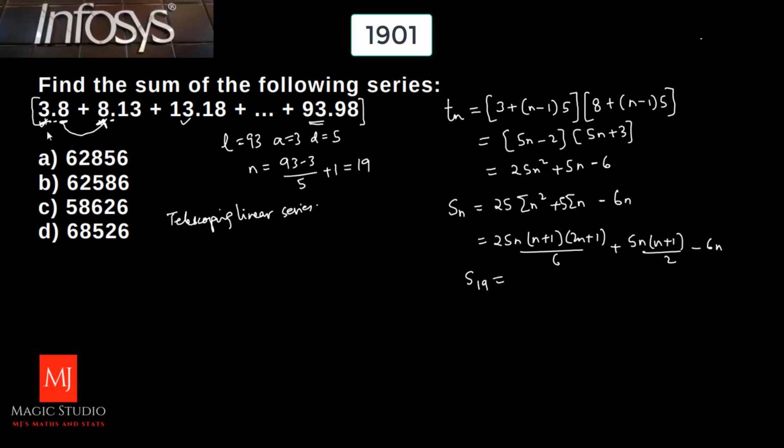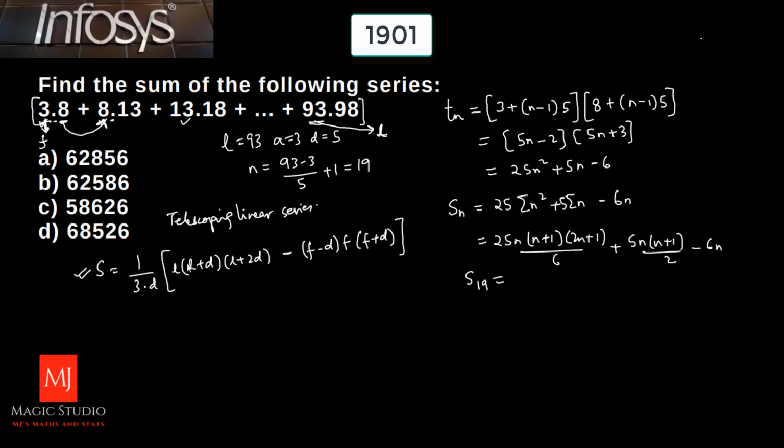Okay, so if I take this 3 as f, the first object of the first term, and 93 as L, the first object of the last term, then the sum of the telescoping series is given by 1 by 3 into d, where d is the common difference, 5 in this case, into L into L plus d into L plus 2d minus f minus d into f plus d. This is the direct formula to find the sum of such series.